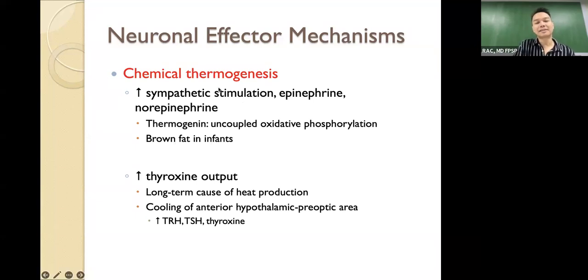Now, there's another substance called thermogenin. Thermogenin is found within brown adipose tissue or brown fat. Now, brown fat is more abundant among infants or neonates. No? Thermogenin is responsible for uncoupled oxidative phosphorylation. So what's uncoupled oxidative phosphorylation?